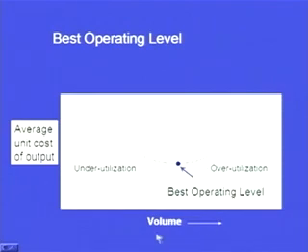So as the volume of output is increasing, we are getting a point which we term as the best operating level, and after this point we are saying we are overutilizing the resources. Overutilization of the resources is taking place, and the per unit cost or the average unit cost of output or cost of product is increasing. Why this is happening? Let's try to understand it with the help of another example.